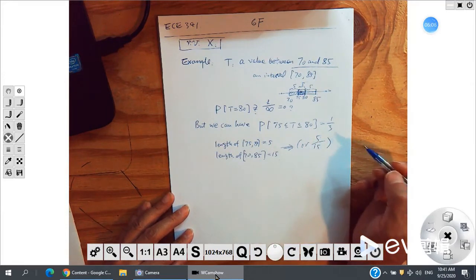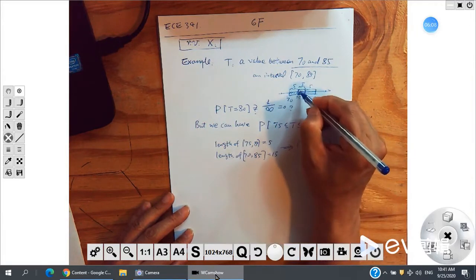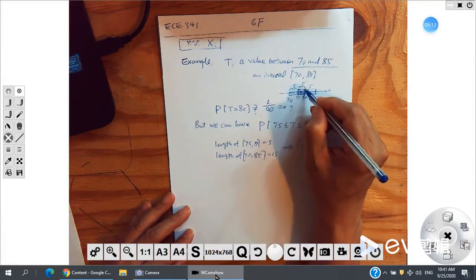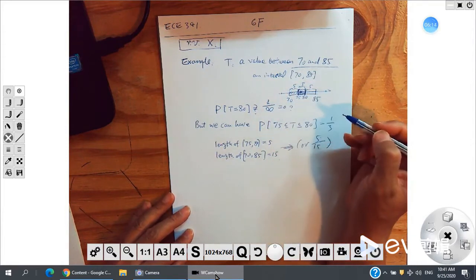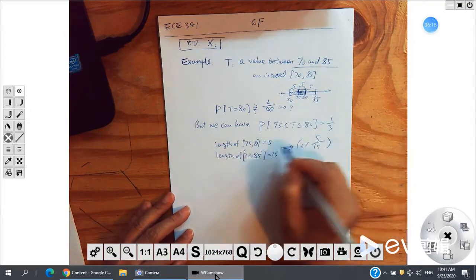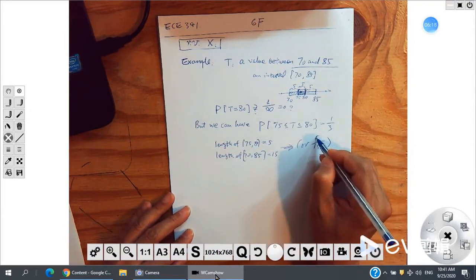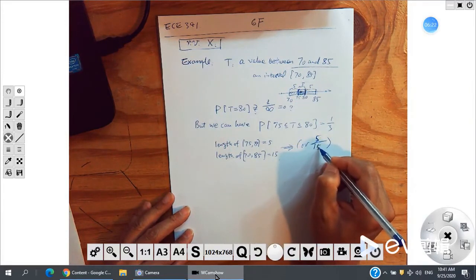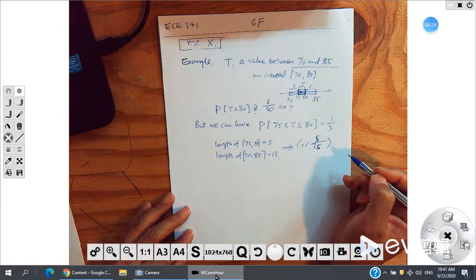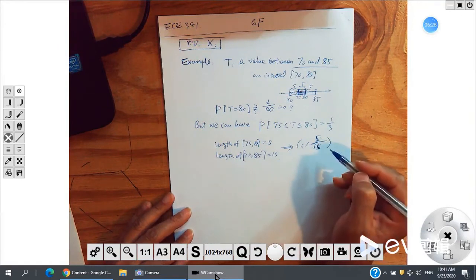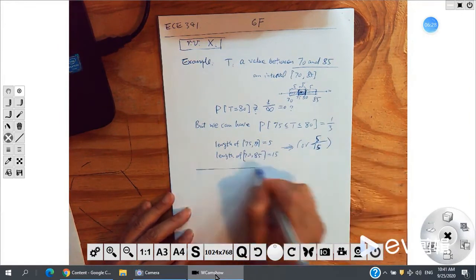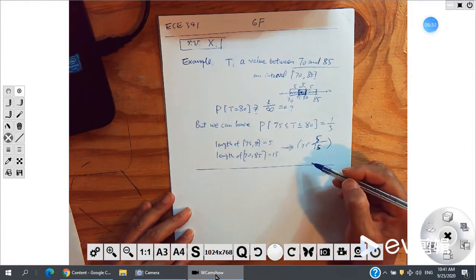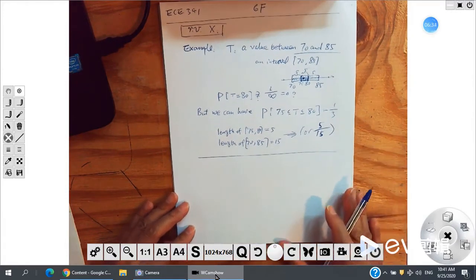This makes sense, right? You cannot consider one point, but you can consider an interval. In this case, you compare the length of the interval. Then the probability will be the length of that event out of the whole event space with length 15. Then you can have a probability. So we can have this kind of probabilities.